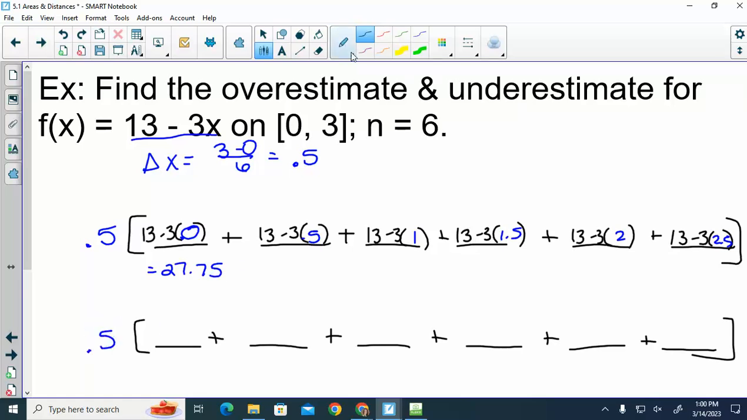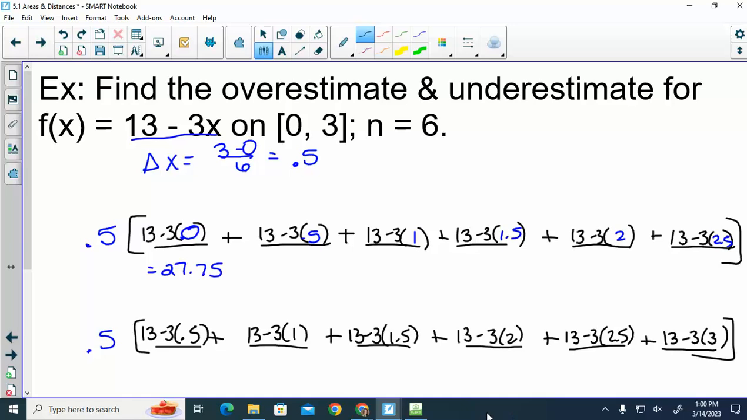So what changes in the second one? What's the first x value you use? And then the others all stay the same. But you just have to add one more on the end. So this one would go all the way to 3. And what did you get when you plugged that in?